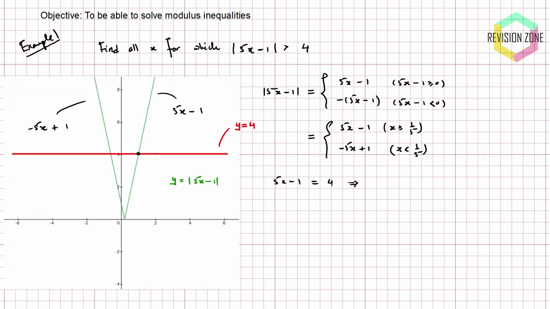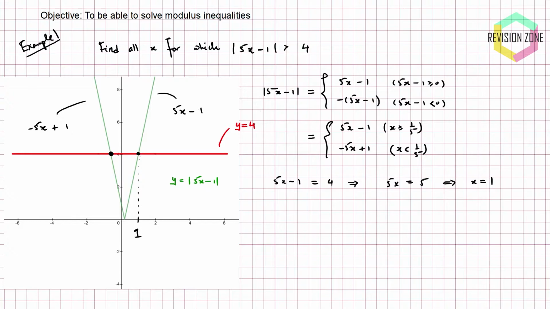And that basically tells me that 5x has to be 5, and that tells me that actually x has to be 1. So we've been able to work out what this x value here is. It's 1. We repeat the same thing for the second intersection point, but of course now we've got the other branch of our modulus function crossing the line y equals 4.